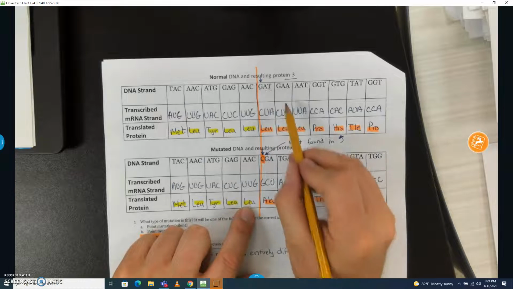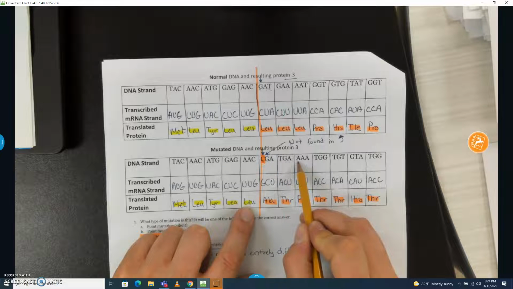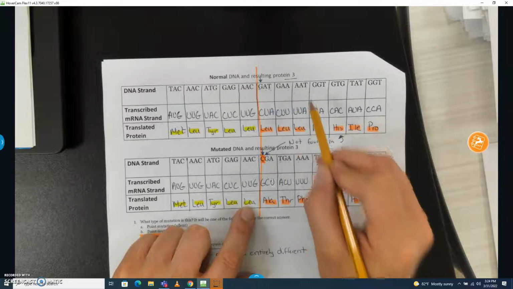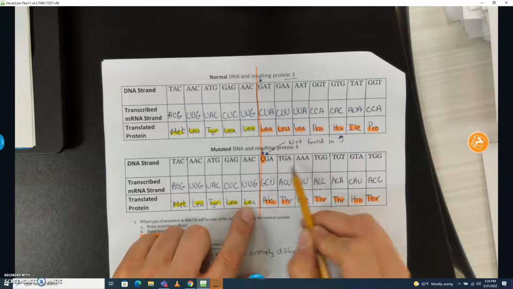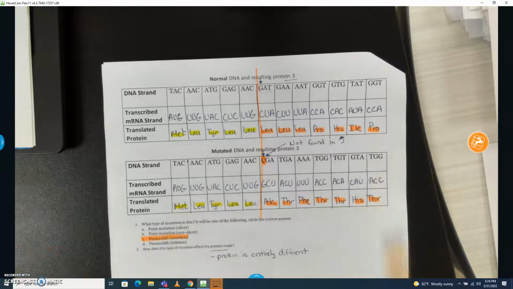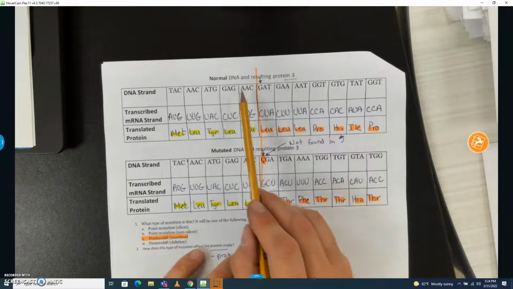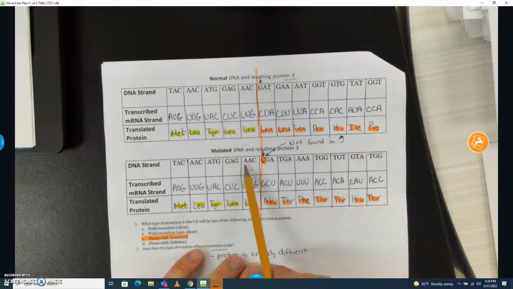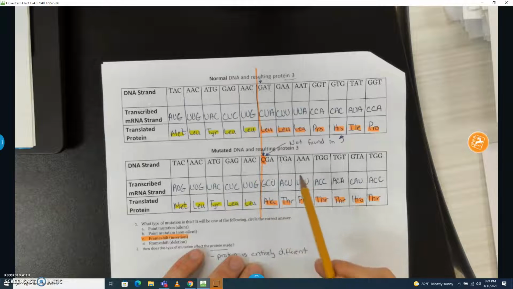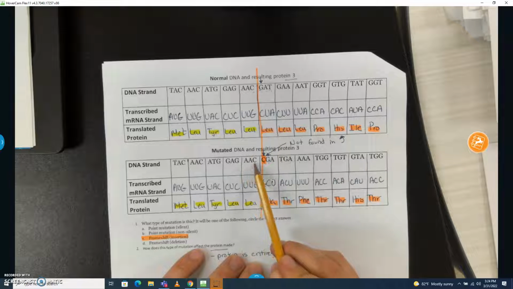Okay, let's check the next one. GAA, GAA. AAT, AAT. So it looks like there's something going on. There are some similarities; it's just the positions kind of got shuffled. So I can see here I have AAC, here I have AAC, then I have my G, so AAC and G, AAC and G.